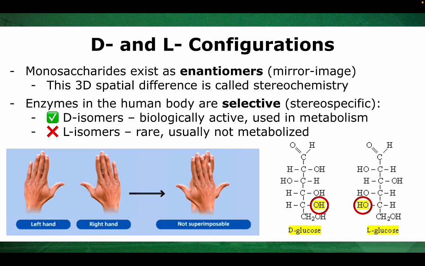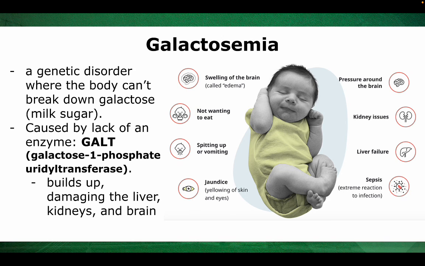Now, let's see why understanding these differences matters, even when things go wrong in metabolism. Sometimes the body can't properly metabolize certain sugars because it's missing a critical enzyme. A serious example of this is galactosemia. Galactosemia comes from the word galactose. Semia, the suffix, means in the blood. So you have galactose in the blood.